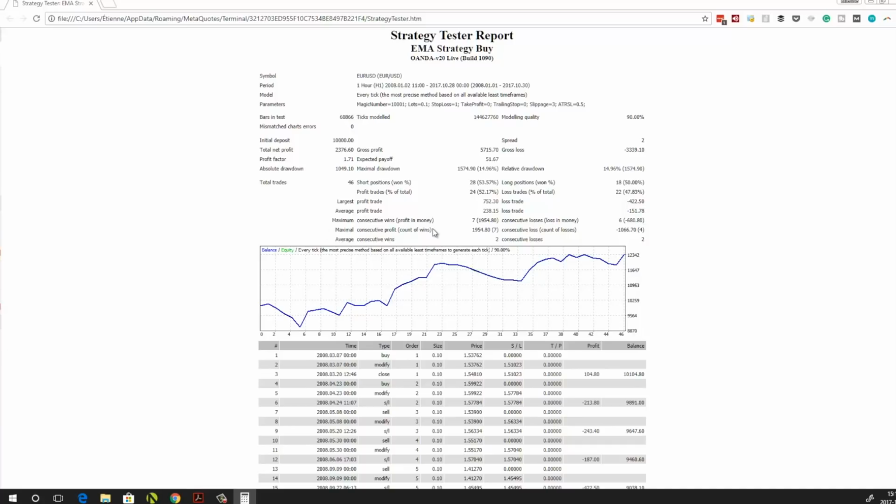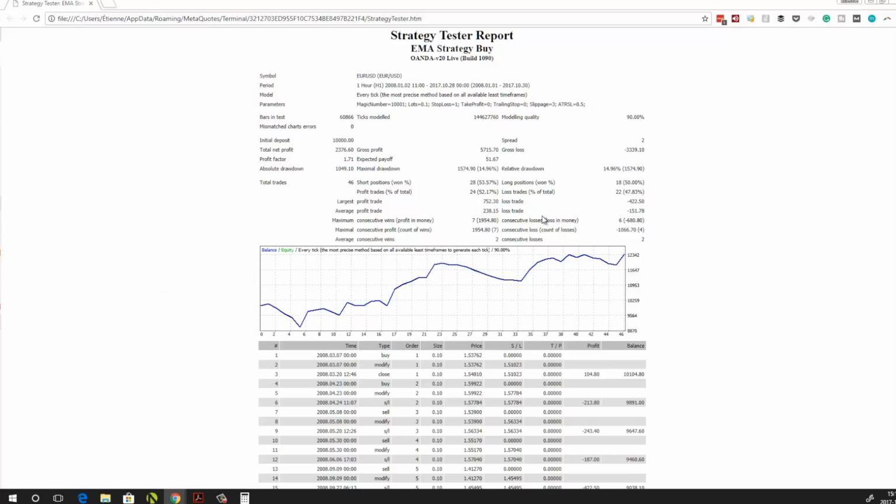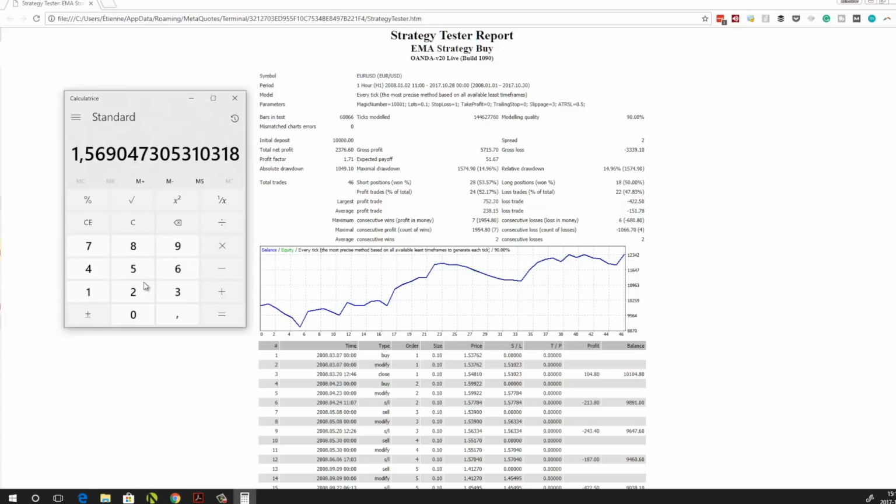So I need to compute my reward to risk. Bring up this nice little calculator here, and I'll compute that by just dividing this one by the other one. So we get 1.56, let's say 1.6 average reward to risk per trade. This is less than what people say you need to have, 2 reward to risk. This is less, but we don't care. This is profitable, it works. So I'm going to use this data to compute what we call the risk of ruin.